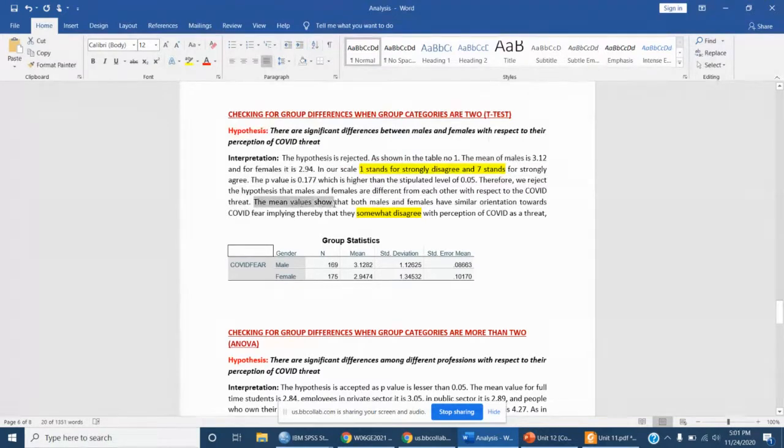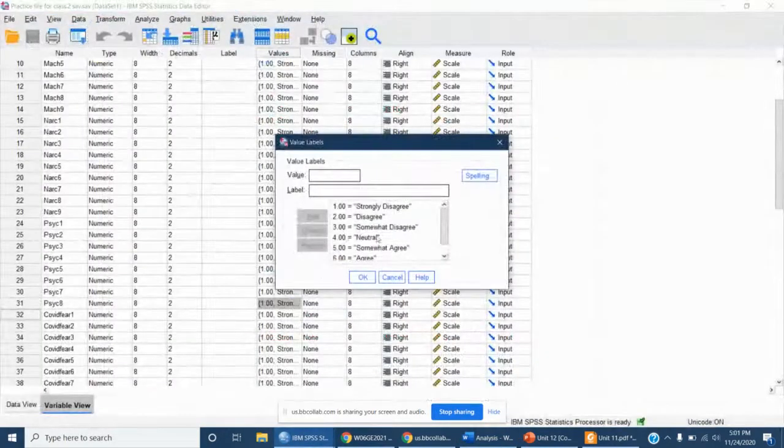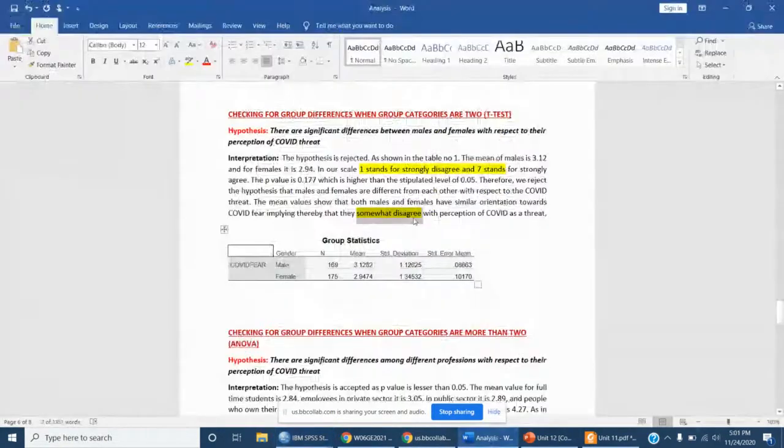The mean values show that both males and females have a similar orientation towards COVID fear, implying thereby that they somewhat disagree with the perception of COVID as a threat. Why have I used the words somewhat disagree? Because in my values, 3 indicates somewhat disagree. So that is why I have used the words somewhat disagree here.